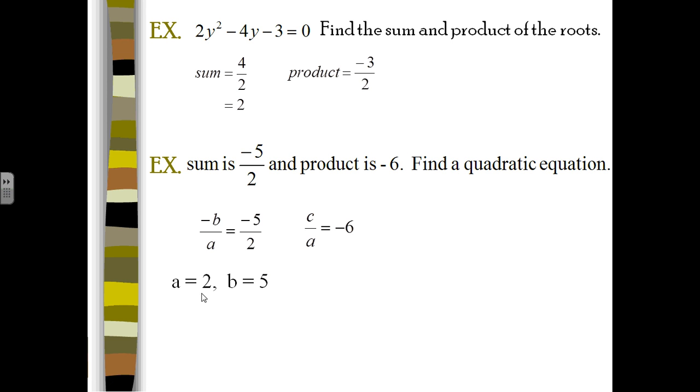So that's actually easy to work with. Once we've figured out that a is 2 and b is 5, if we come over here and replace this a with the 2 that we already know, so c over 2 is equal to negative 6, that means that c is going to be equal to negative 12. And once you have those three numbers, you just plug them in and there you go. You've got your equation. Pretty simple, right?